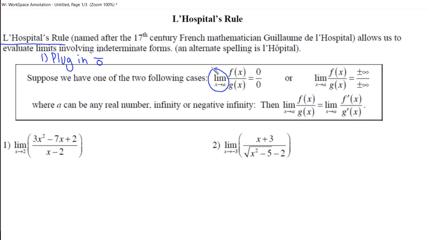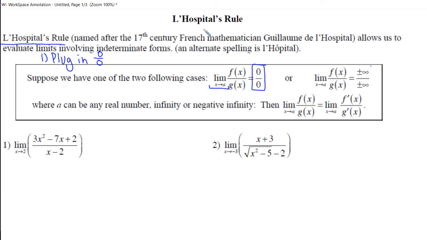So when you plug it in, and you actually have to plug it in first, that's the first step of limits anyway. So we're basically going back to limits. When you first plug in the number, and you get 0 over 0, or infinity over infinity, so either one of these, we can apply L'Hopital's rule if and only if this works. So if we get 0 over 0, or infinity over infinity on our limits, we can apply L'Hopital's rule.